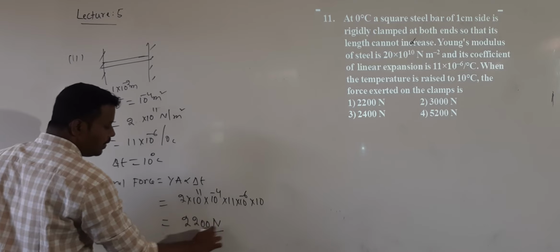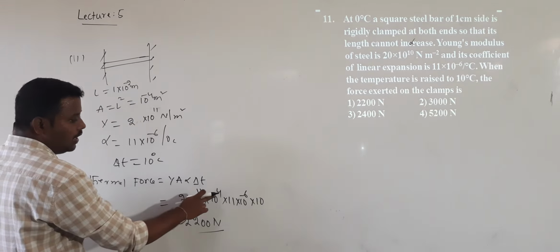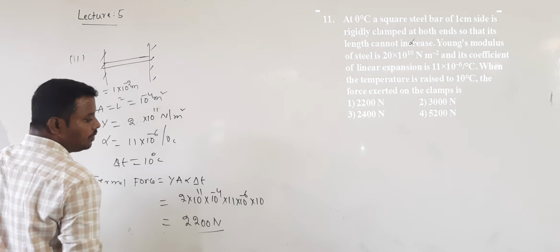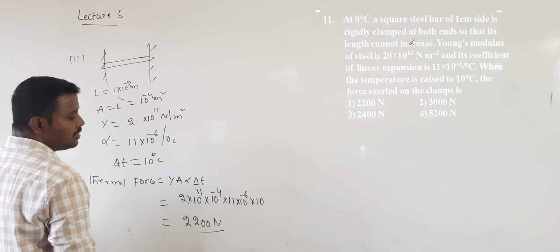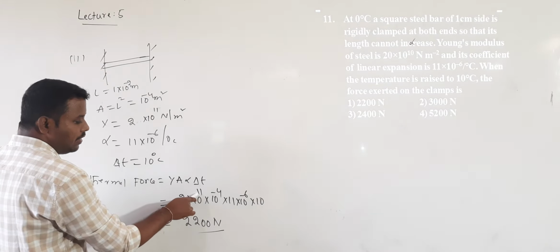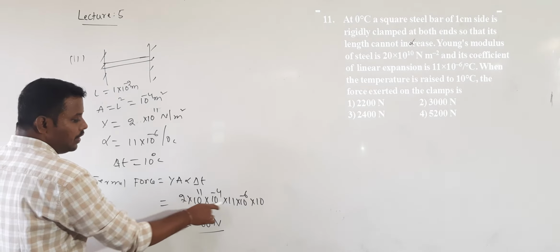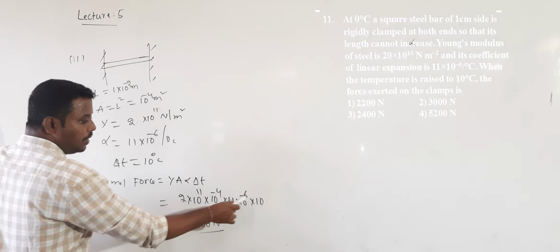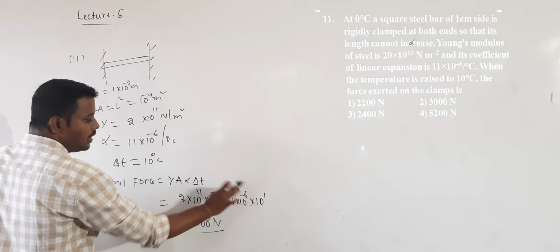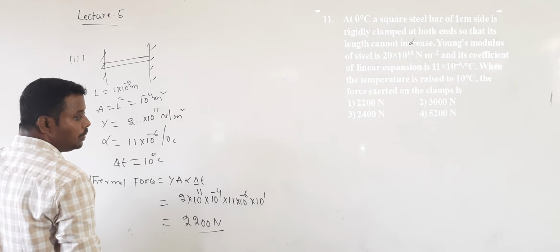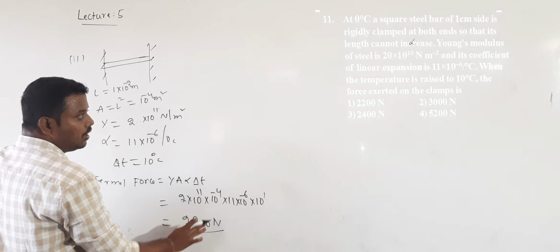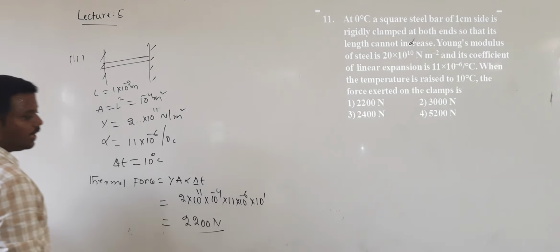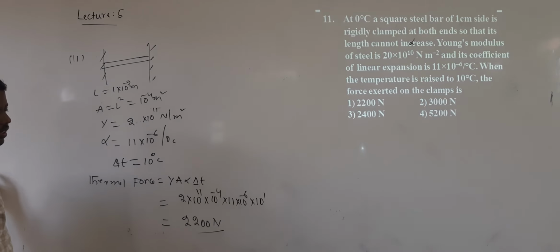If you want, you can check it. The 10 power 11 is there, 10 power minus 4 and 10 power minus 6, that is 10 power minus 10. So what do I get? 11 2s are 22. This is 10 power 13 and 10 power minus 10, so 10 power of plus 3 will be there. Finally I will get 2200. Correct? 2200, that is the thermal force.